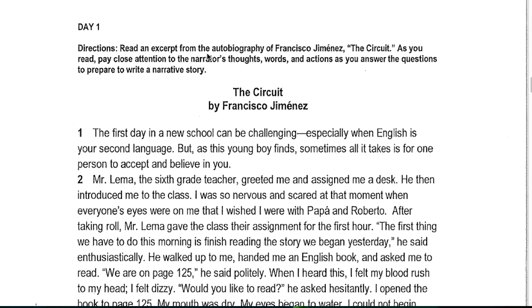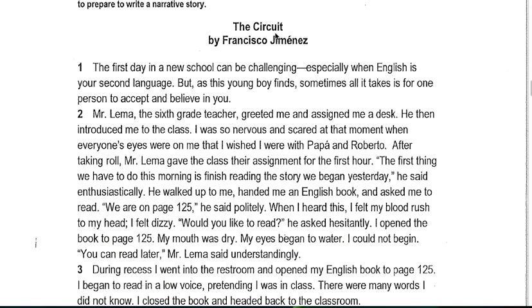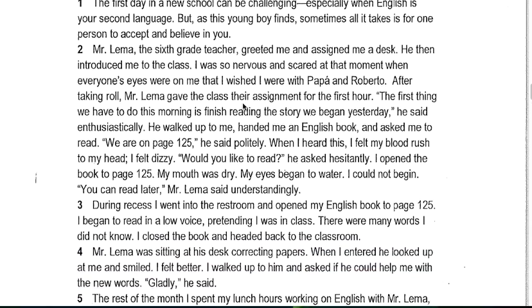Read an excerpt from the autobiography of Francisco Jimenez, The Circuit. As you read, pay close attention to the narrator's thoughts, words, and actions as you answer the questions to prepare to write a narrative story. The Circuit by Francisco Jimenez. The first day in a new school can be challenging, especially when English is your second language. But as this young boy finds, sometimes all it takes is for one person to accept and believe in you.